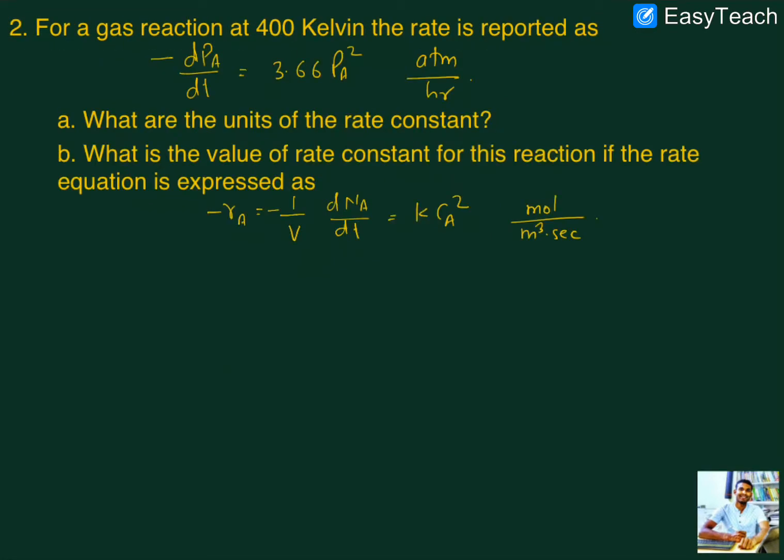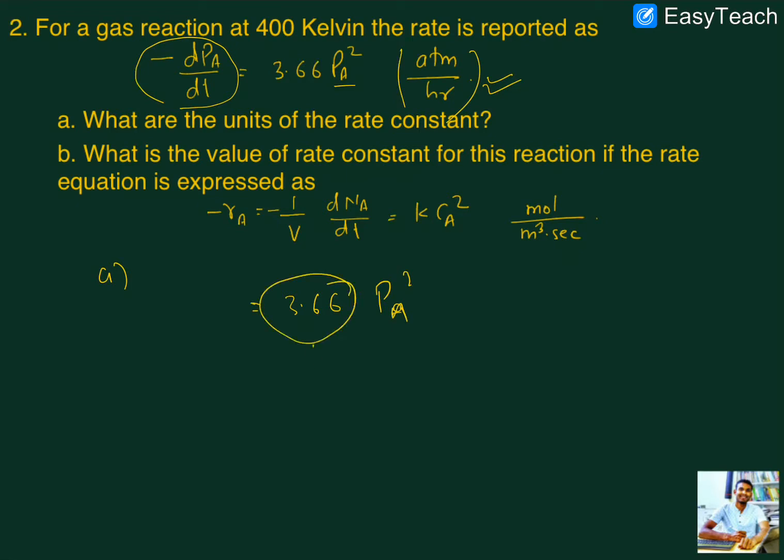Now the question is, for a gas reaction at 400 Kelvin, the rate is reported like this. What are the units of the rate constant? This 3.66 is the rate constant, and we have to find out its unit. The unit given is for the overall rate of reaction. So now we have to use this 3.66 with partial pressure of A, squared.